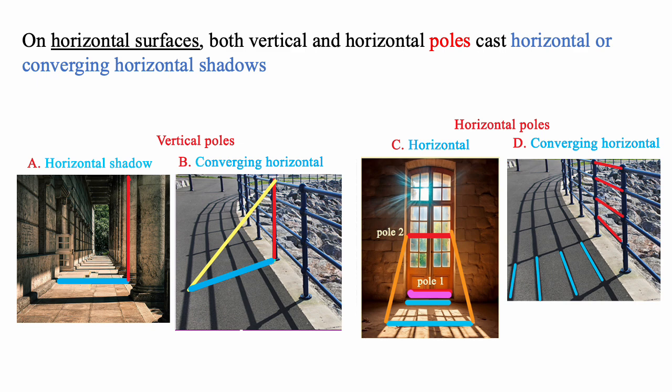On horizontal surfaces, the two types of poles can cast either horizontal or converging horizontal shadows. So the vertical pole here can cast a horizontal shadow. And the horizontal pole here can also cast a horizontal shadow. Now the vertical poles can cast converging horizontal shadows that go to the shadow vanishing point, and horizontal poles like this create converging horizontal shadows that go to the same vanishing point as the poles.